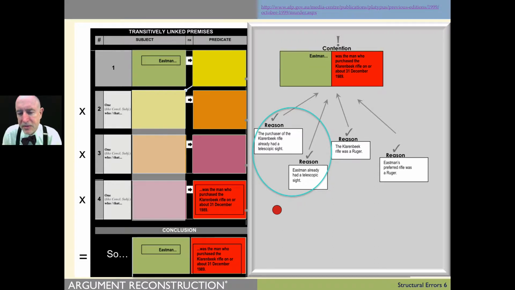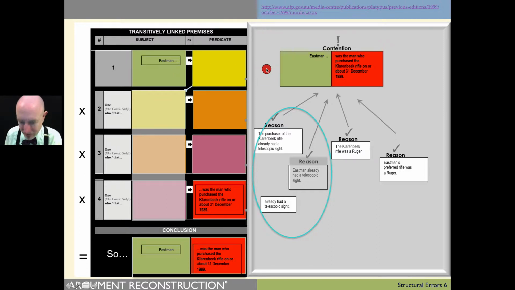So it takes some reflection when you look at a number of premises to decide, well, how do they group together? And I spent a fair amount of time on this one. But I ultimately concluded that it seemed like these two were paired together. So here again, I've pulled out the predicate phrase here from Eastman because we're going to be starting our line of reasoning with Eastman. We've moved it then up here as our first premise. Eastman already had a telescopic sight.